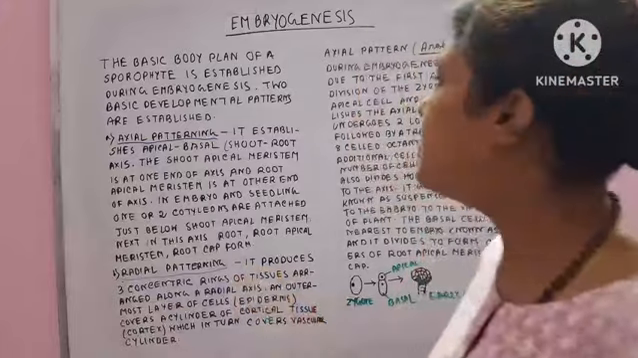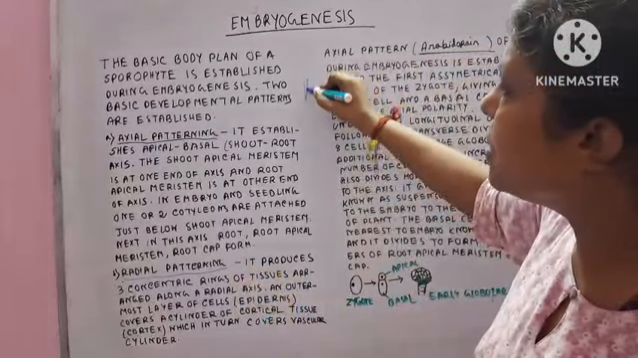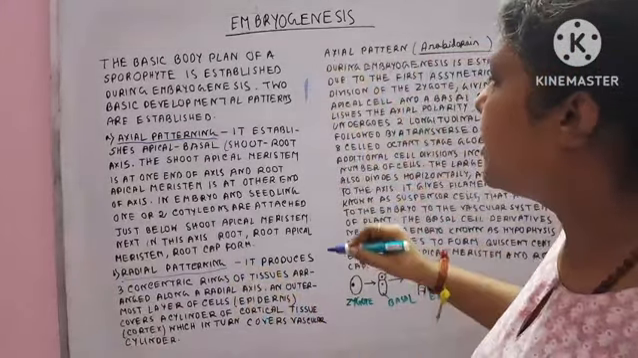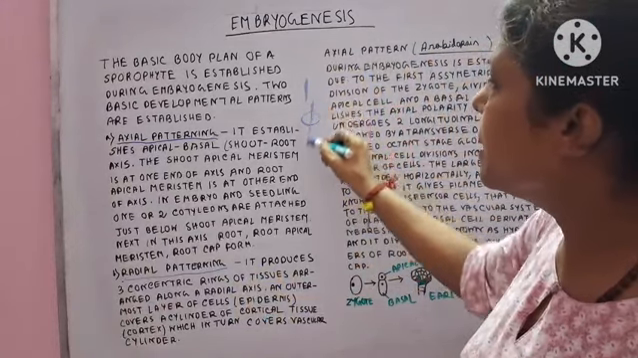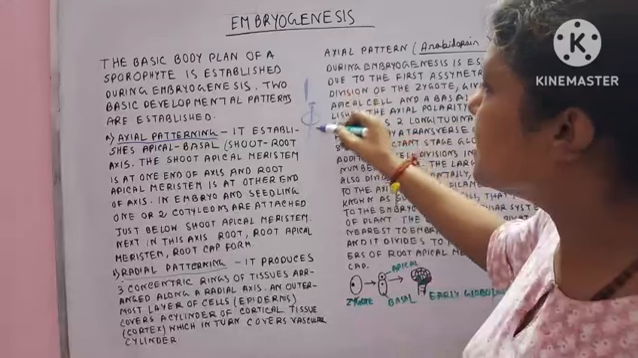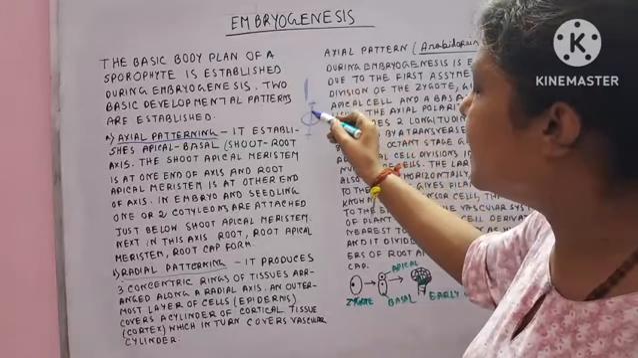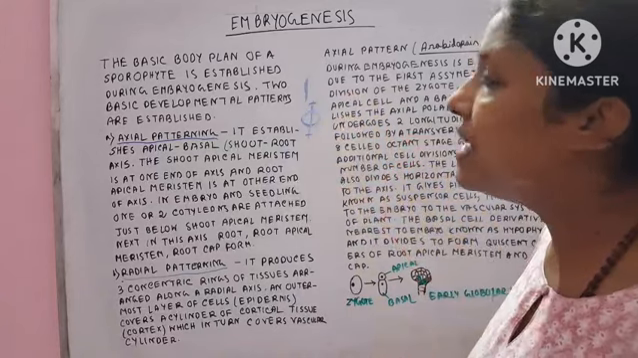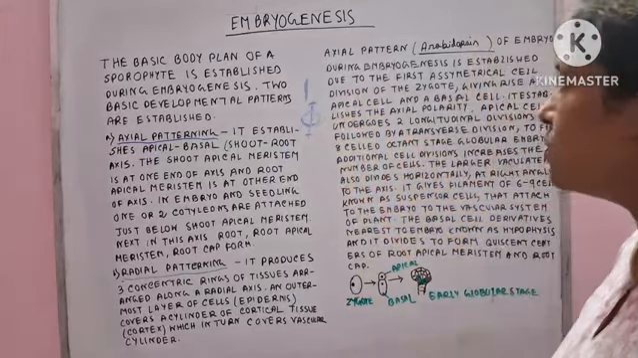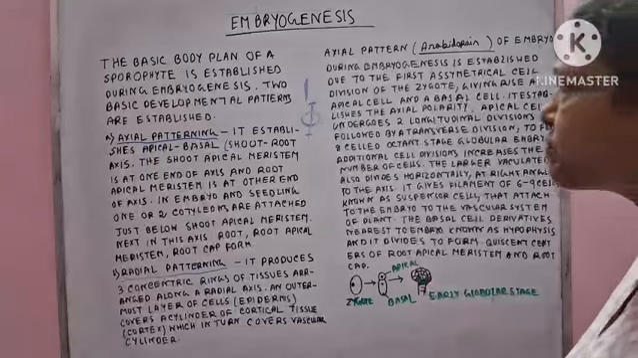Axial patterning means what? This is called the axial patterning, and radial patterning is like this. This is called the radial patterning. So first, this is the axial patterning, and in the radial patterning, concentric ring-like structures are formed surrounding the axes.